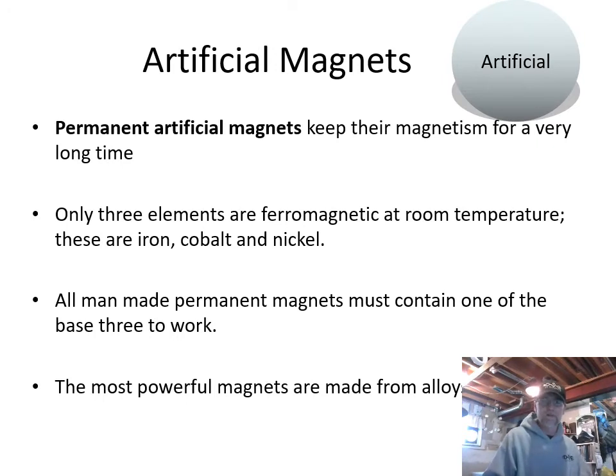Artificial magnets, so permanent artificial magnets keep their magnetism for a very long time. Only 3 elements are actually ferromagnetic at room temperature: iron, cobalt, and nickel. So we've already seen these listed. Any permanent artificial magnet must contain some of this. The most powerful magnets are made from alloys. So that just means it's a mixture. There's some of this and some of that. This is not a course in metallurgy, so I'm just going to leave it at that.